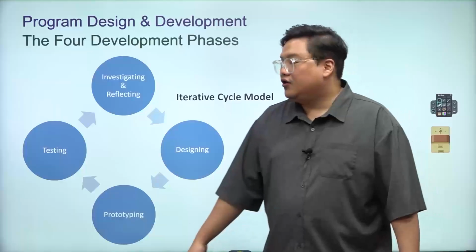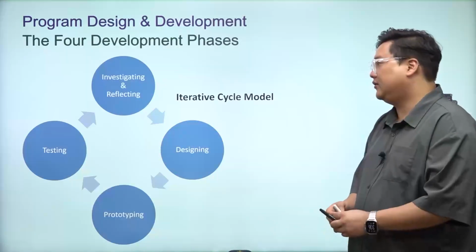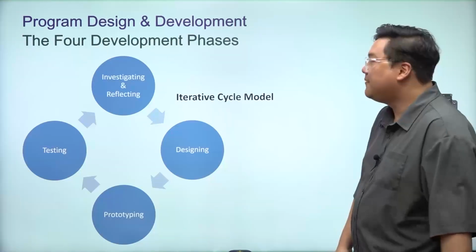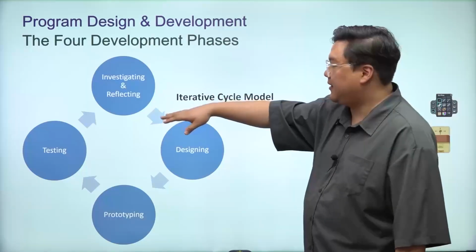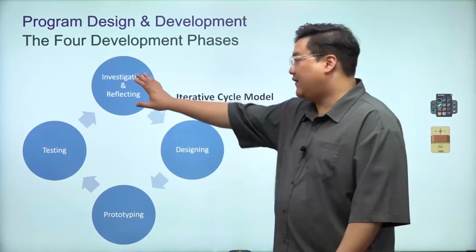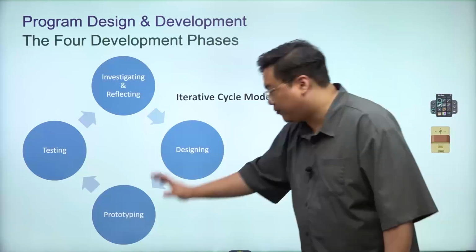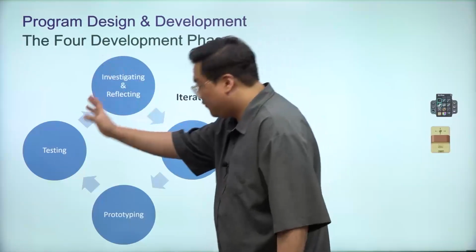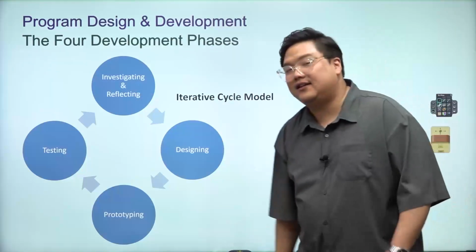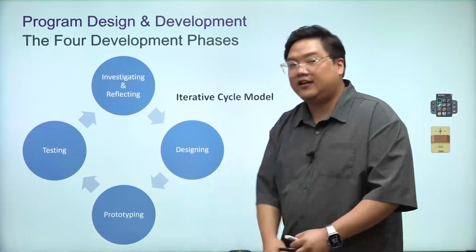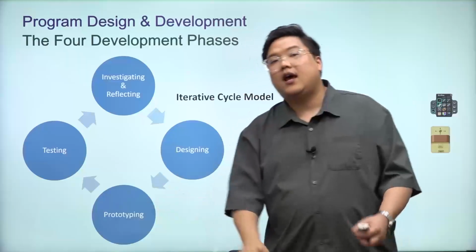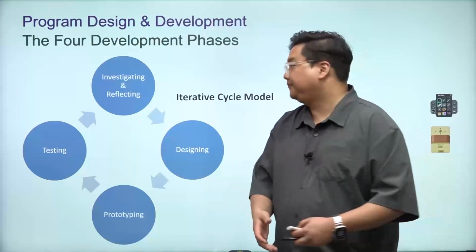So usually this is what we call an incremental iterative cycle model. Incremental will come up later. This is called an iterative cycle model, meaning the 4 phases that I talked about repeat and repeat. What does that mean? You investigate, reflect, you design, you create a prototype, and you test. Then, after receiving feedback from the test, you go back and investigate and reflect again on the feedback, then you design what you need to fix, prototype again, test, and you repeat this process until it becomes enough.